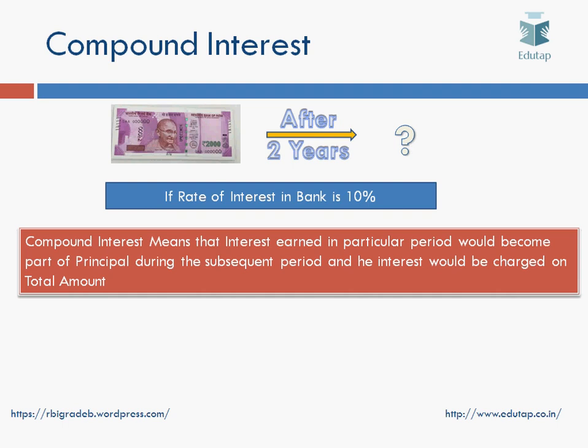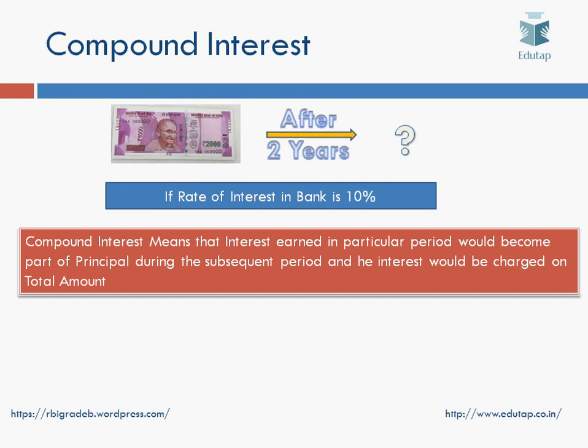Well, first we understand the definition of compound interest. Compound interest means that interest earned in a particular period would become part of principal during the subsequent period, and the interest would be charged on the total amount. So basically what the definition says is, suppose you have an interest of 200 in the first year. So in the second year your principal would become 2000 plus 200, that is 2200, and the interest in second year would be 10% of 2200 and not 10% of 2000.